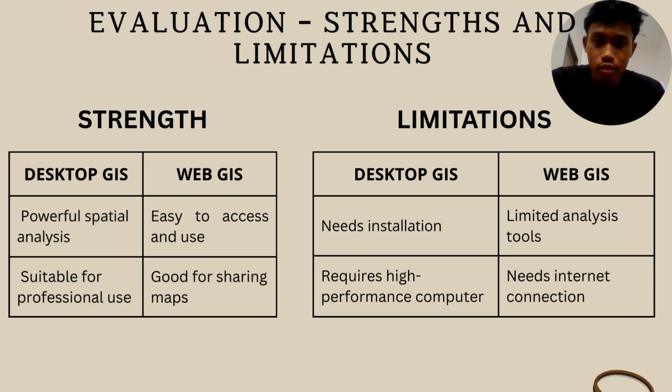Okay, for the next slide, evaluation, strengths and limitations. For strengths, desktop GIS has powerful spatial analysis and is suitable for professional use. And for web GIS, it is easy to access and use, and also good for sharing maps. And then we go into limitations. For desktop GIS, it needs installation, and for web GIS, limited analysis tools. Desktop GIS also requires a high performance computer, and web GIS only needs an internet connection.